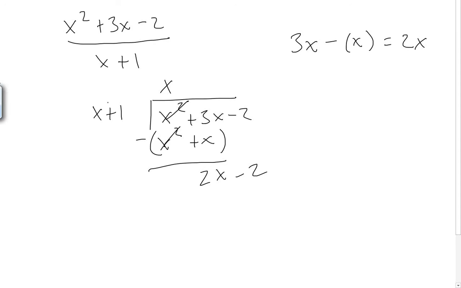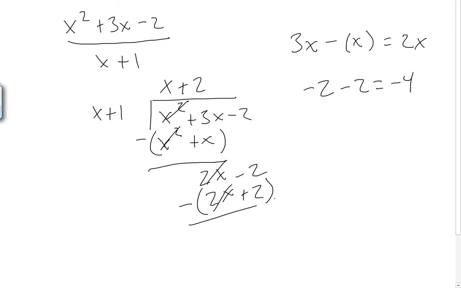After you do the subtraction, then you repeat. You say, okay, what times this first term gives me this first term? What times x gives me 2x? Well, in this case, it's a positive 2, so I'm multiplying positive 2 times x and positive 2 times 1. That gives me 2x plus 2. Here you have to be a little bit careful. It's very tempting to think that they cancel out, but really I have negative 2 minus a positive 2, which is negative 4.